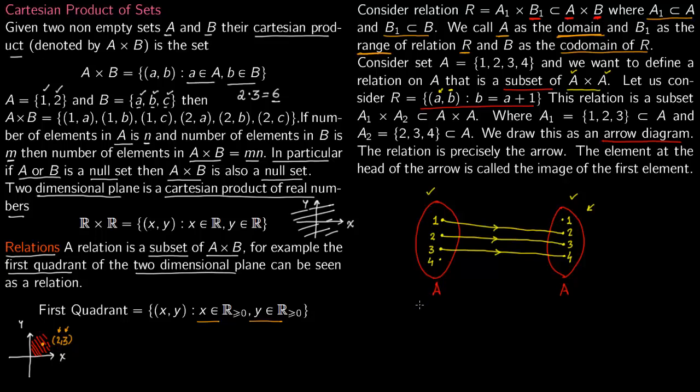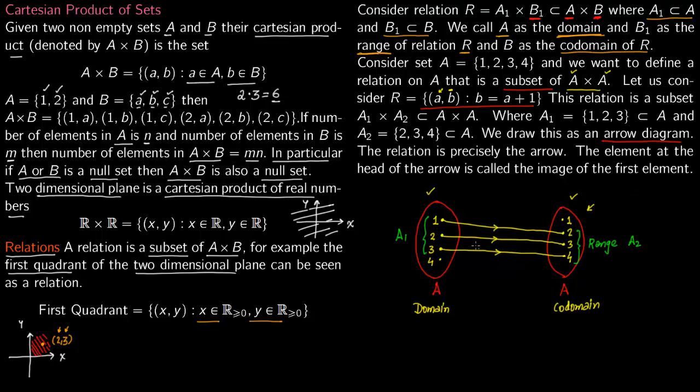So this part is called the domain. This A is called the domain. This A is called the codomain. These elements 2, 3, 4 are called the range. Notice that 2, 3, 4 is nothing but A2. And what is A1? A1 is 1, 2, 3. So the relation is precisely the set of arrows. The relation goes from A1 to A2.